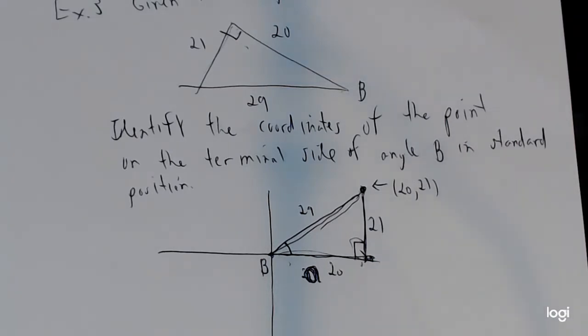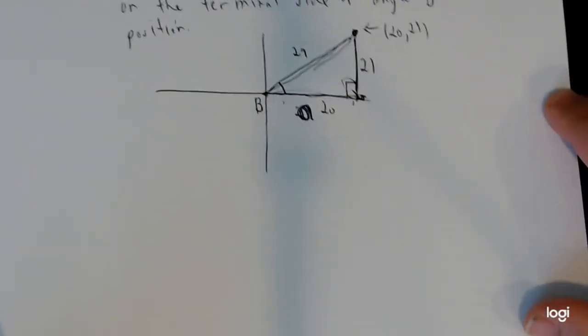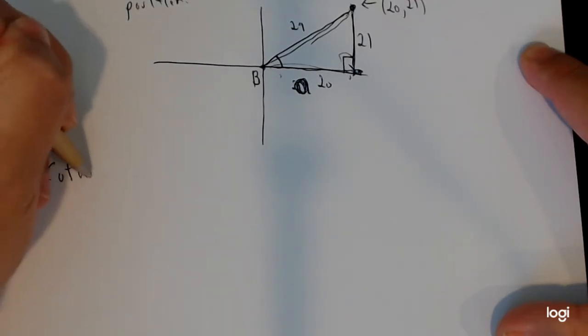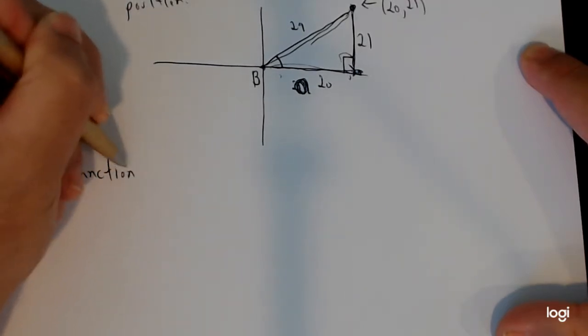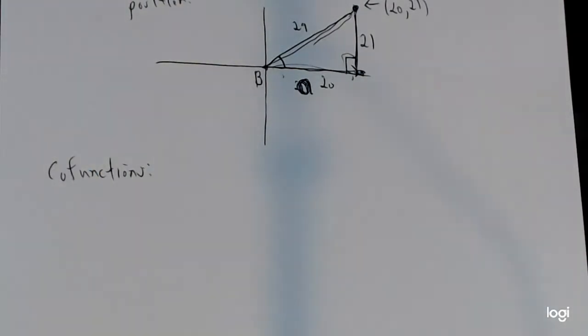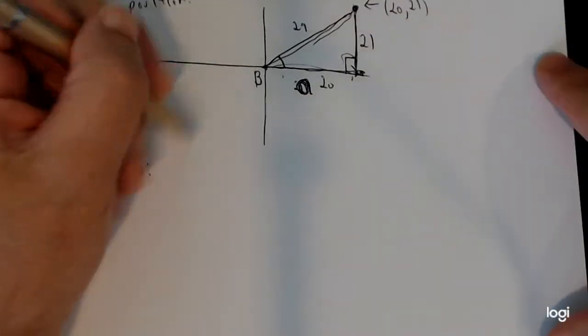Okay, so the last concept, or the last idea we're going to talk about, which we'll see will play an important role as we go along in this class, has to do with cofunctions. So what we'll notice is there will be certain values where two different trig functions will give you the same exact value. And that's not a coincidence. That's because of cofunctions. So let's first define what cofunctions are.